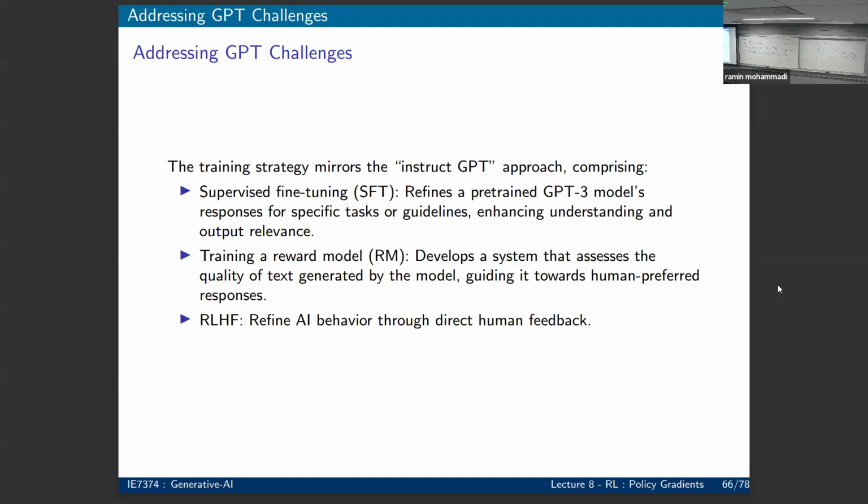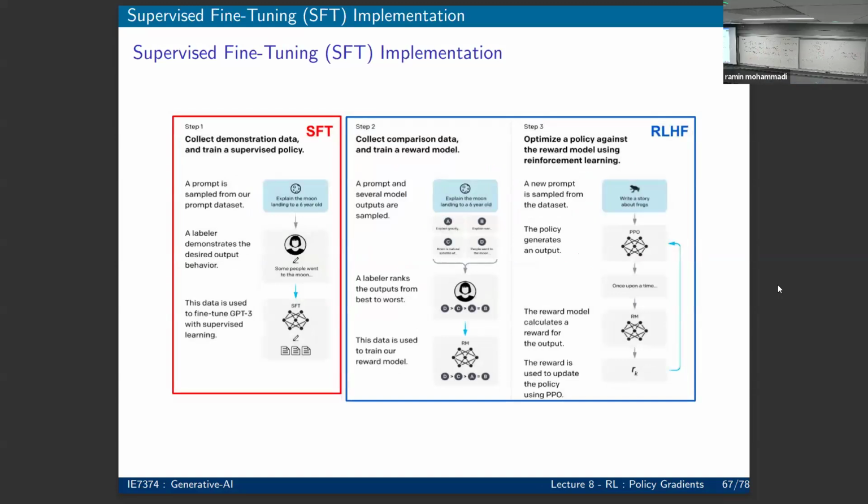And then we're also going to have this reward model, okay? The reward model is where we get to the reinforcement learning things that we just saw. It takes whatever your GPT model produced and gives it a score saying how good it was. Then you use that score to update the policy model that you have. So RLHF becomes how to refine AI behavior through direct human feedback. That's the last part.